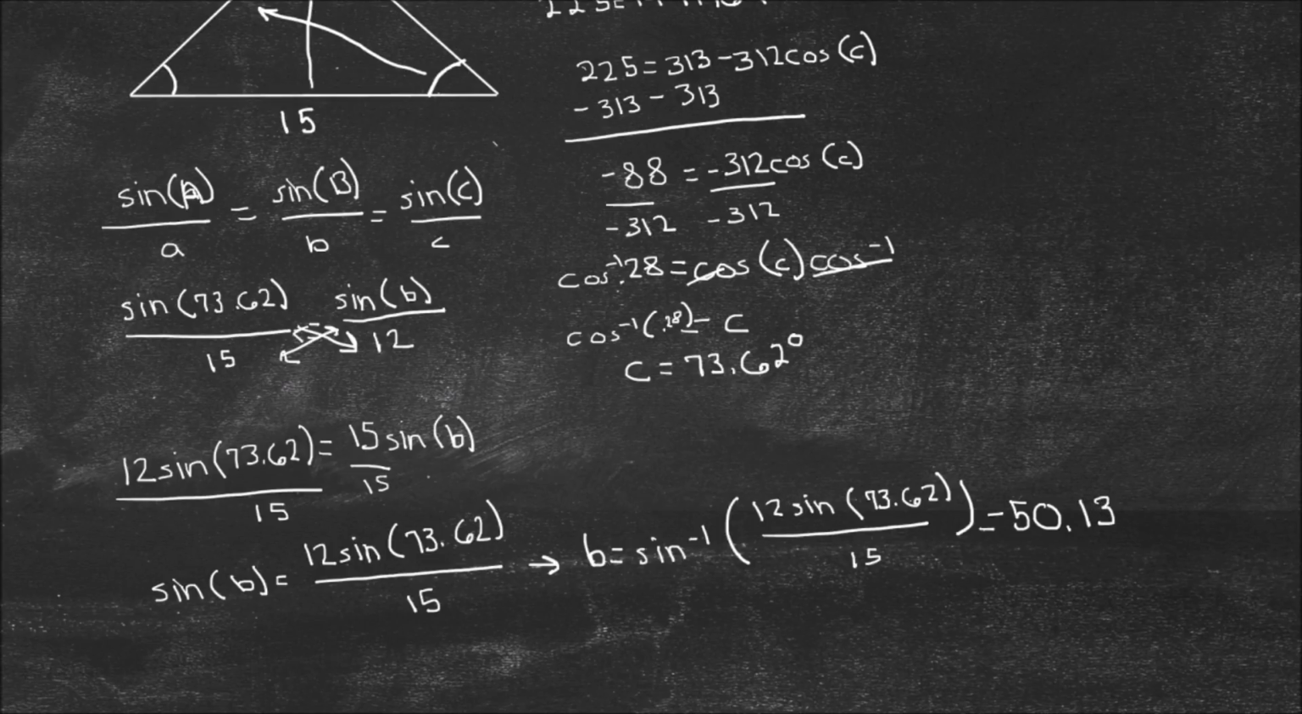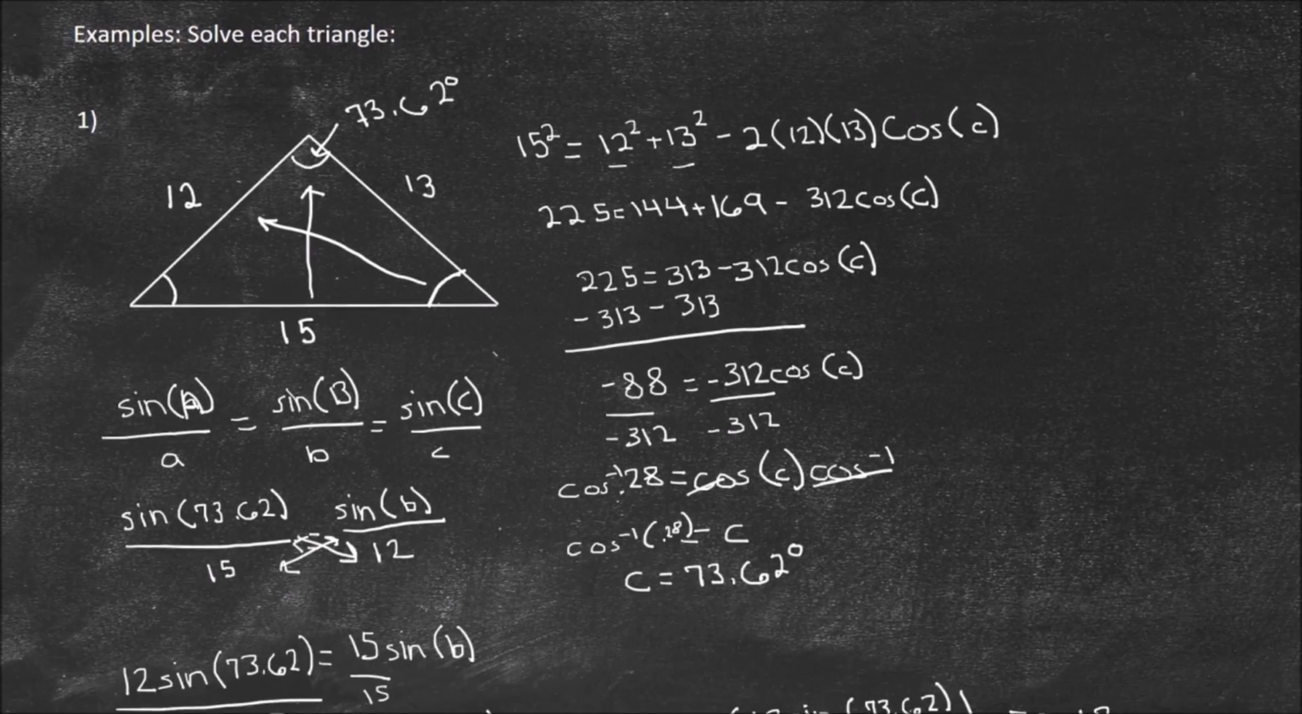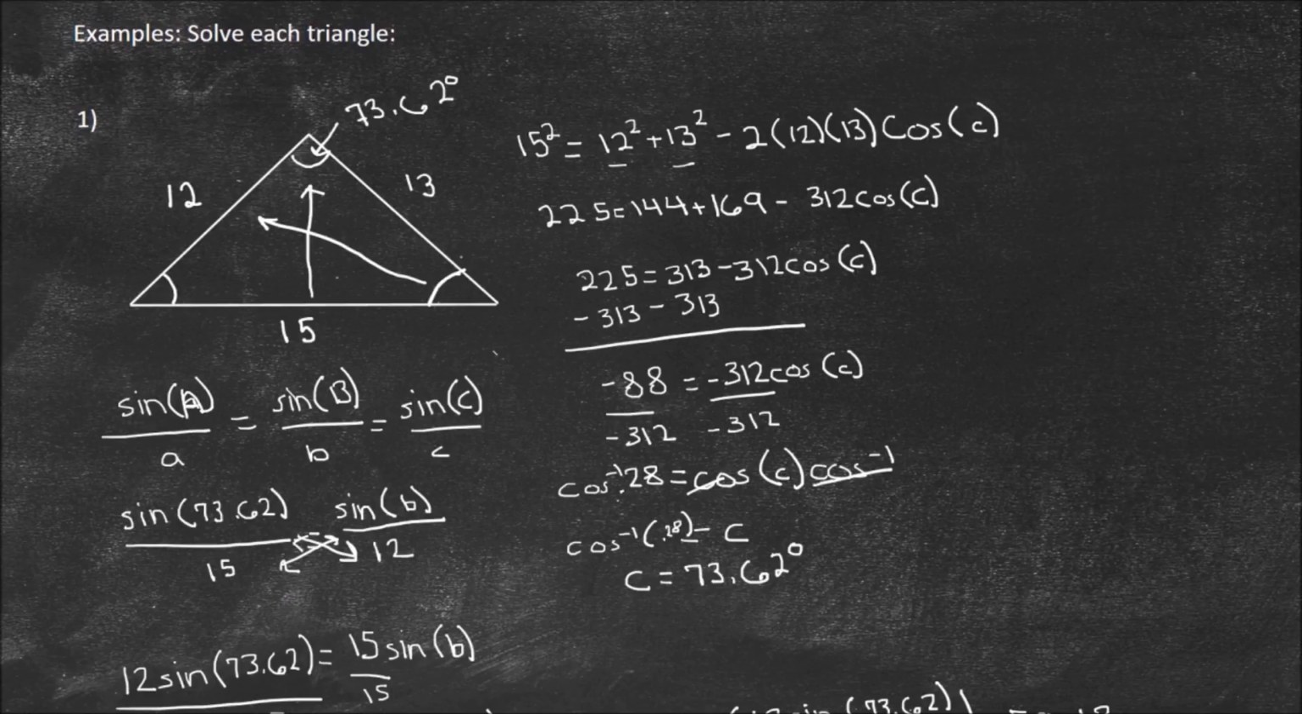So let me put that on our triangle here. So B was right here. That is 50.13. Luckily, we do not have to do the law of sines again. Why do we not have to do it? Let's think about it for a second.